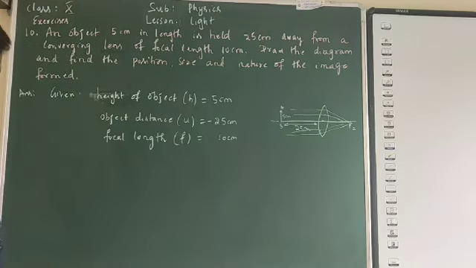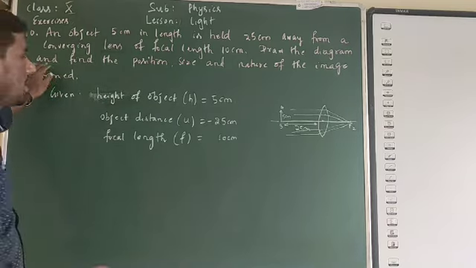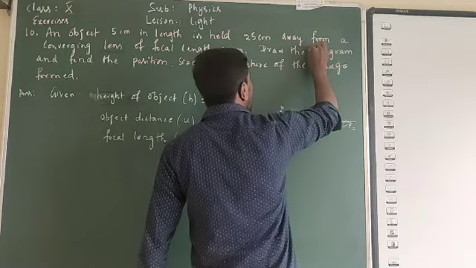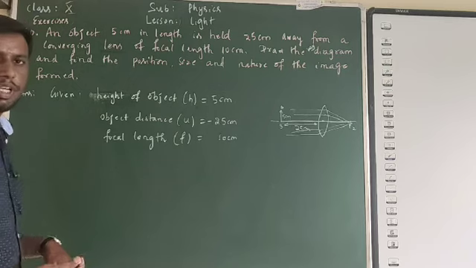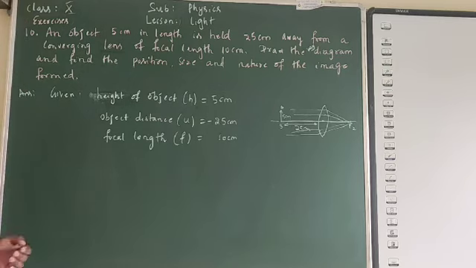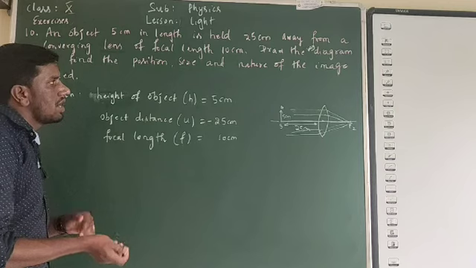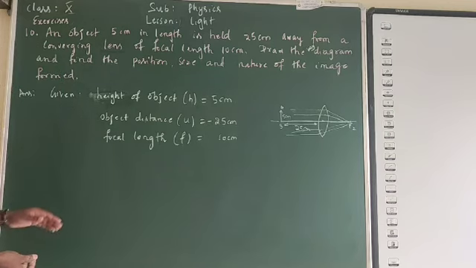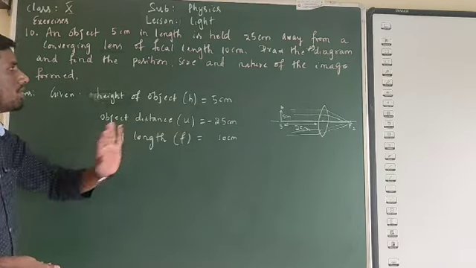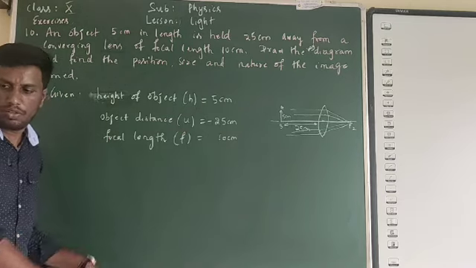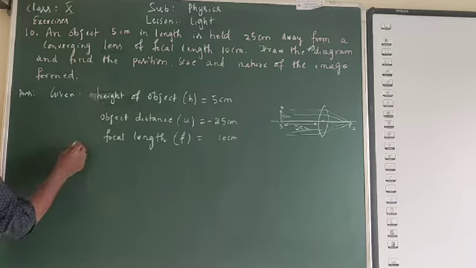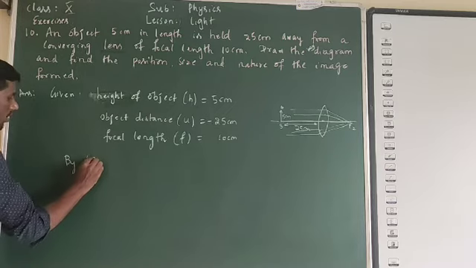Now, draw the ray diagram, and find the position, nature, and size of the image formed. Using this, we'll find out where the image is formed, what its position and size are, and what the nature of the image is. We'll find out by the lens formula.